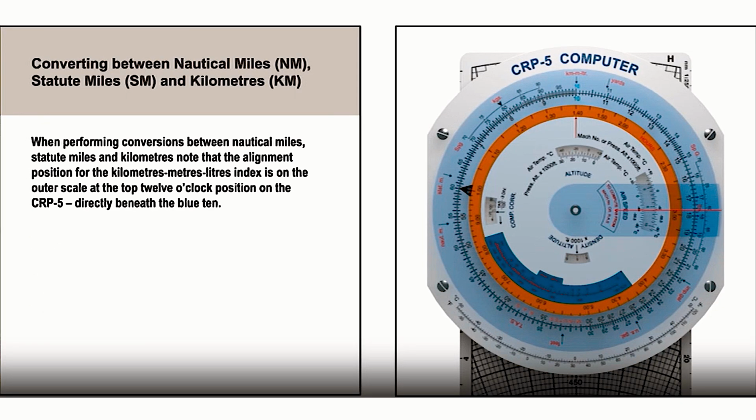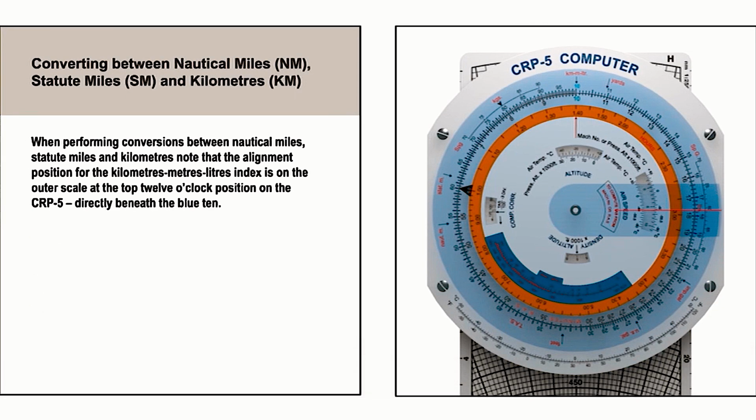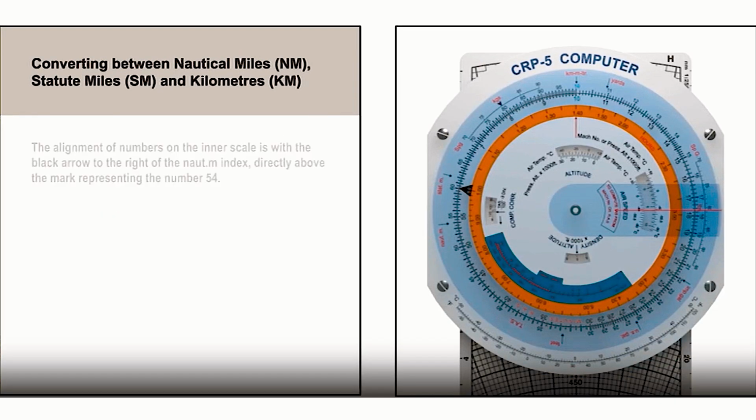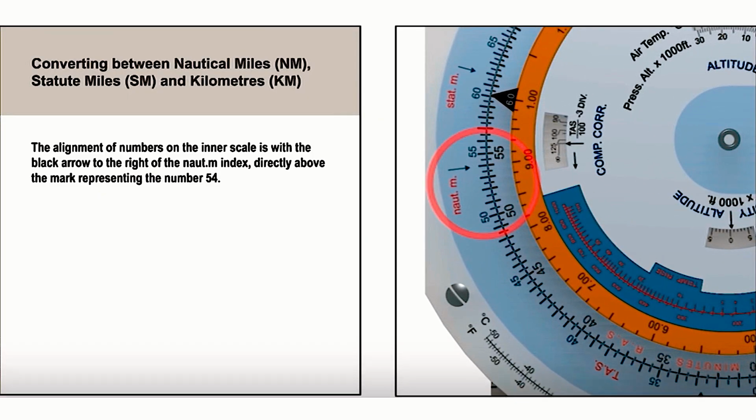When performing conversions between nautical miles, statute miles and kilometres, note that the alignment position for the kilometres, metres, litres index is on the outer scale at the top 12 o'clock position on the CRP-5, directly beneath the blue 10. And that the alignment point for the nautical miles index is in the left 9 o'clock position, directly above the mark representing the number 54.